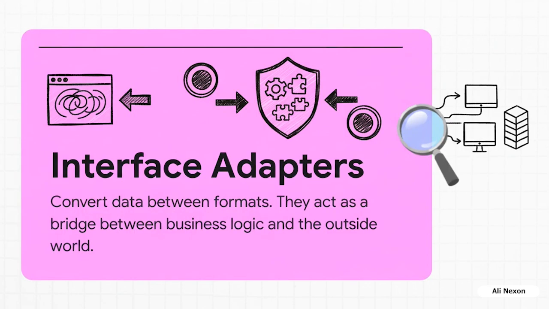This next layer, the interface adapters, has one job and one job only. It converts data. It takes data from the messy outside world, say an HTTP request, and it reshapes it into the clean, simple format that the inner use cases and entities need to work with. And then it does the same thing in reverse, getting data ready to be sent back out.